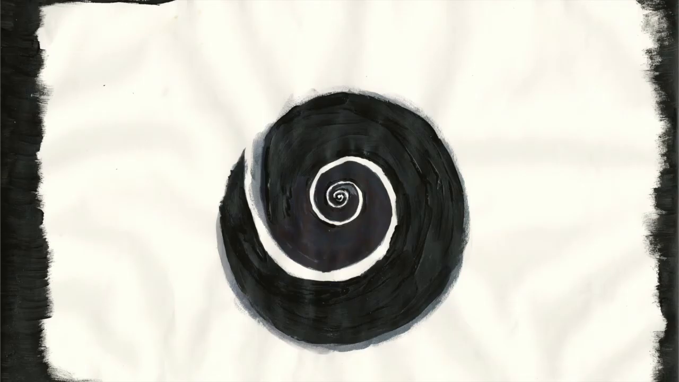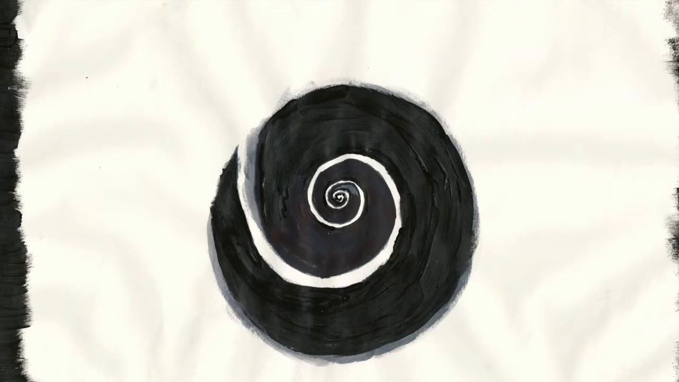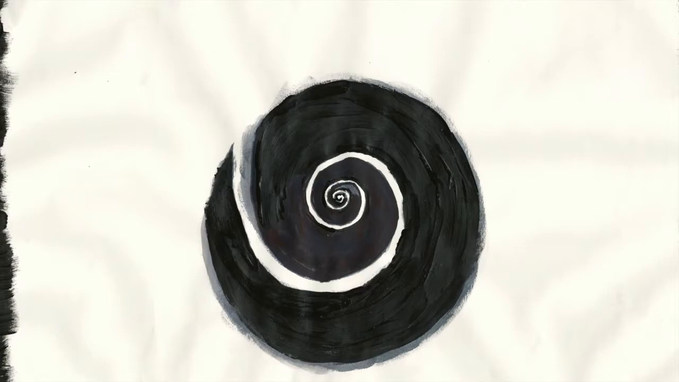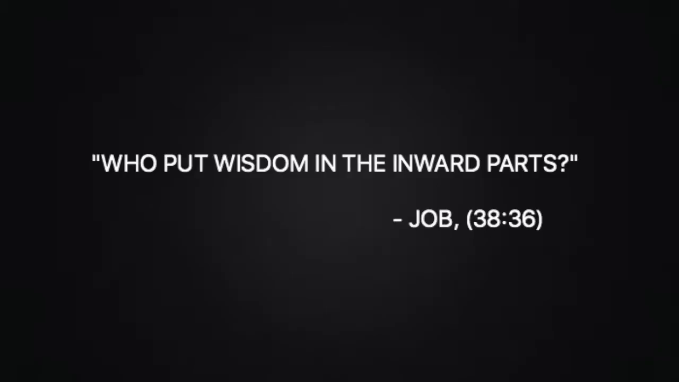The phi spiral shows us that inward feminine energy, or dark energy, has width before it goes in on itself, unlike the pi spiral. Feminine energy manifests itself in all life because all life comes from females. All life must pass through a female to exist. Dark inward feminine energy is the source of life. Indeed, who put wisdom in the inward parts? That's a quote from the Bible, and there you go.